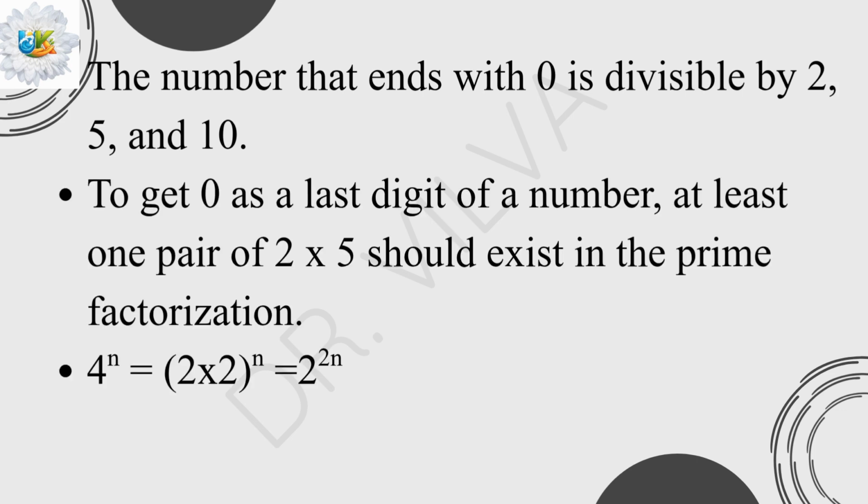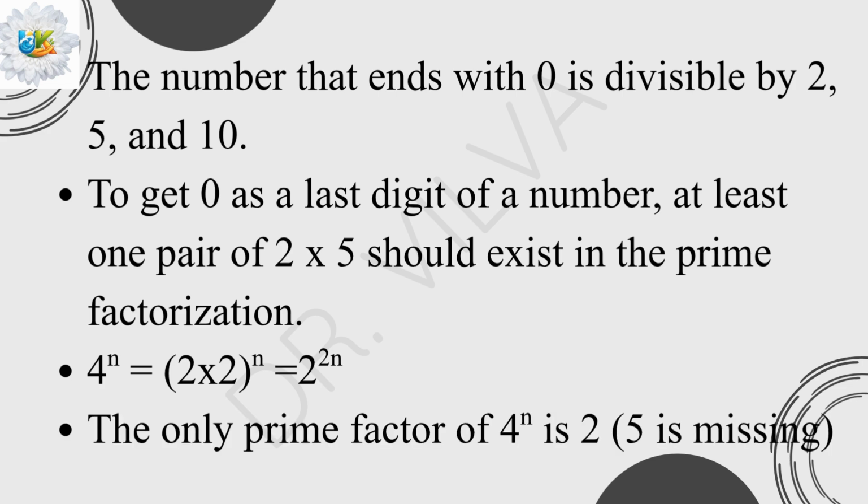However, if we look at 4 raised to n, we can write it as 2 times 2 to the power n, which equals 2 to the power of 2n. The only prime factor here is 2. Since 5 is not a prime factor of 4 power n, the number can never end in 0.